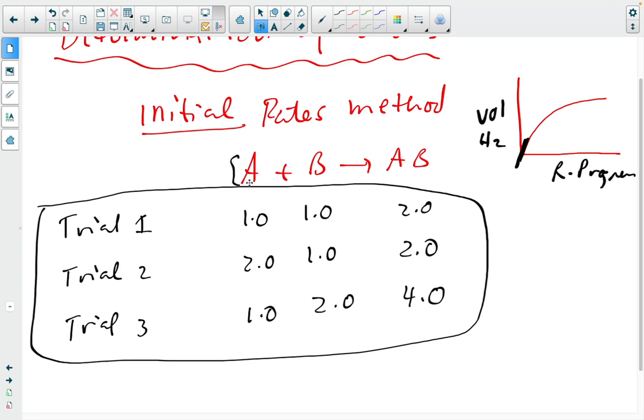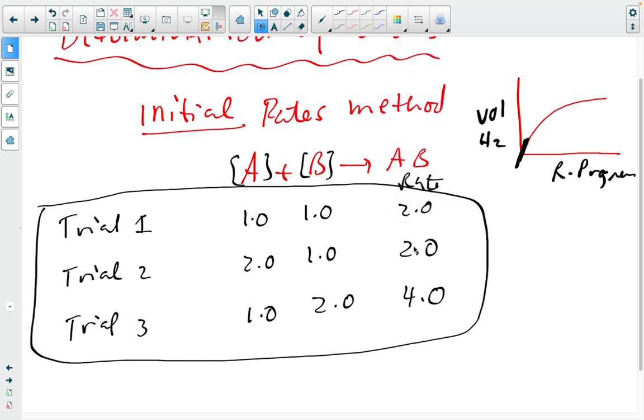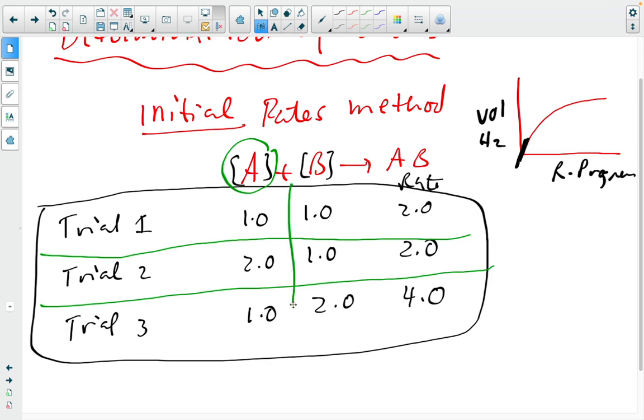This is the concentration of A. This is the concentration of B. And here is my rate. So how can we use this table of experimental data to determine what the orders are? So the order with respect to A, I am going to take a look at these trials. Let me make this into an actual table here so you guys can actually see the numbers.